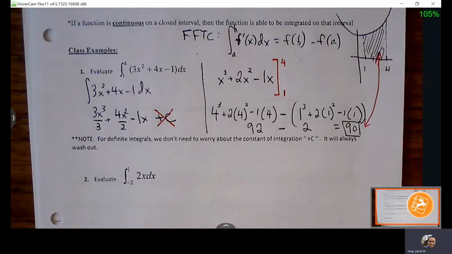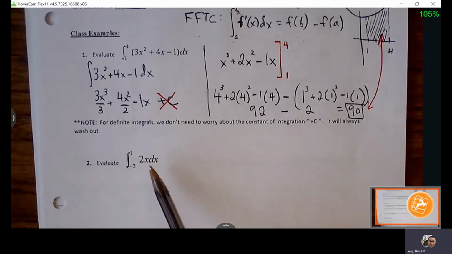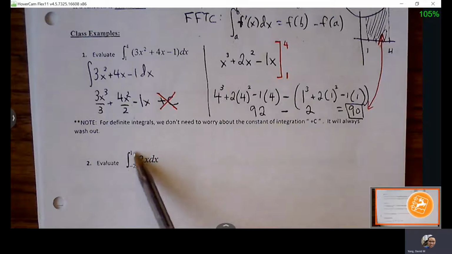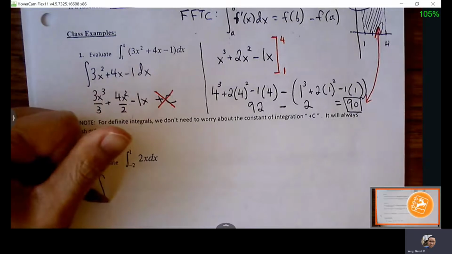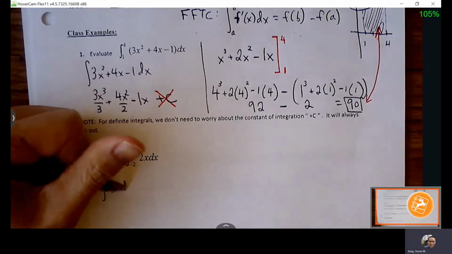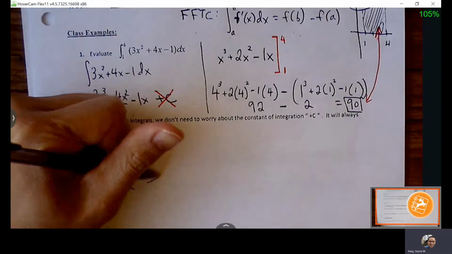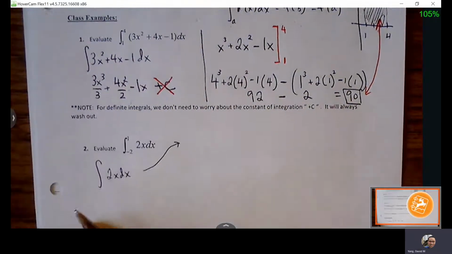All right, let's look at number 2. Number 2, we're still going to also find the antiderivative first and then work in the bounds. The bounds is never going to play a role with the original term you see in front of you. So we're always going to handle this problem first. All right, is this problem ready for power rule? Yes, right? What does 2x become?